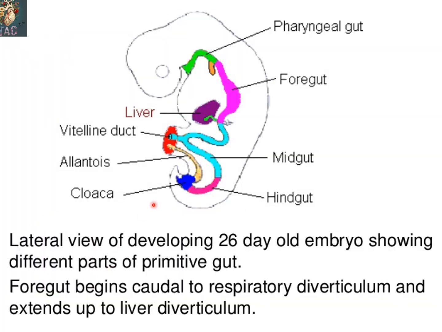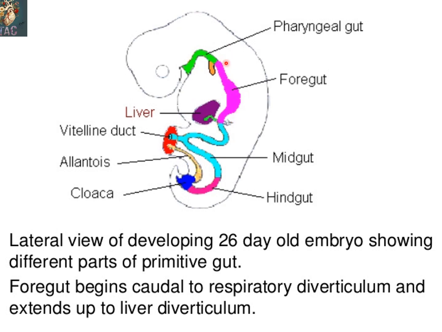So this diagram shows different areas of the gut tube at day 26 of the embryo, which develop into different parts. This green color area shows the pharyngeal gut. Here is the stomodeum, and here is the membrane called the oropharyngeal membrane. This is the respiratory diverticulum. This is the hepatic diverticulum, and this is the foregut.